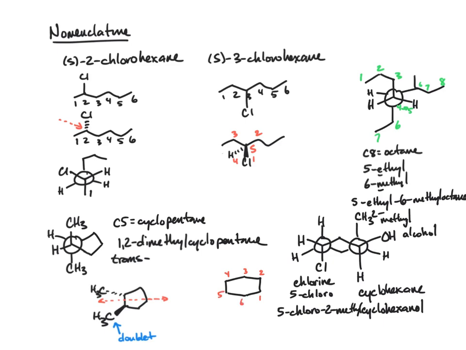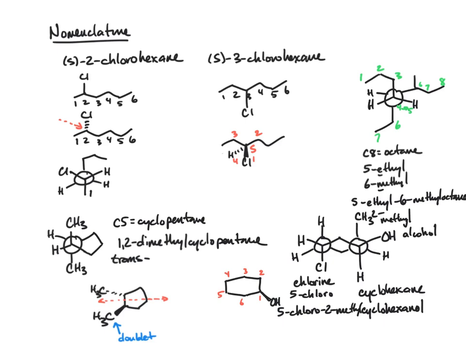So I've put some numbering in there. Carbon 1, we said, is bearing the alcohol. Is the alcohol then a wedge or a dash? It's a wedge. How do we know?